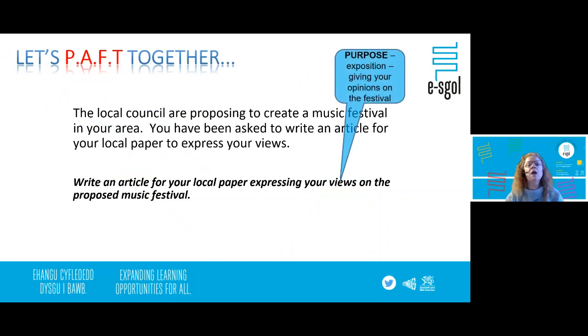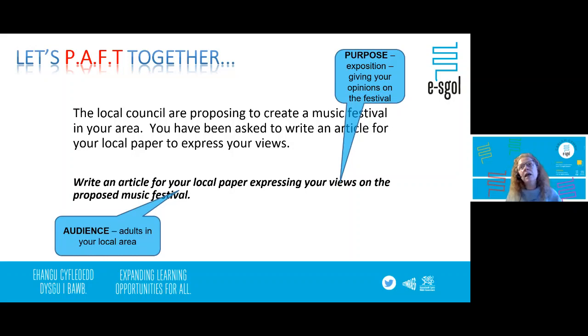So here is a question. The local council are proposing to create a music festival in your area. You've been asked to write an article for your local paper to express your views. So purpose of that, exposition. You've been asked to express your views. You've got to give your opinion. Who's my audience? Right, okay, it's a local newspaper, but because it's a newspaper, it's going to be adults reading it, probably. But because it's local, it means I can talk about local issues. I can talk about my local area. I can talk about events that have happened previously and make references to those things to make it more personalised.